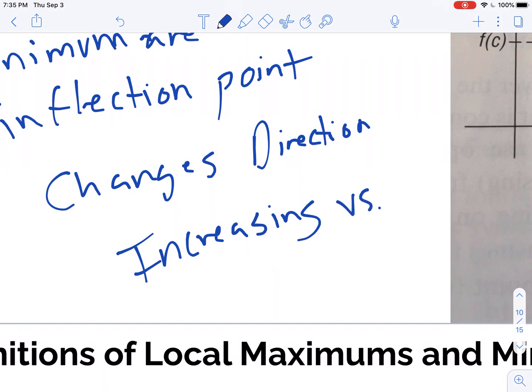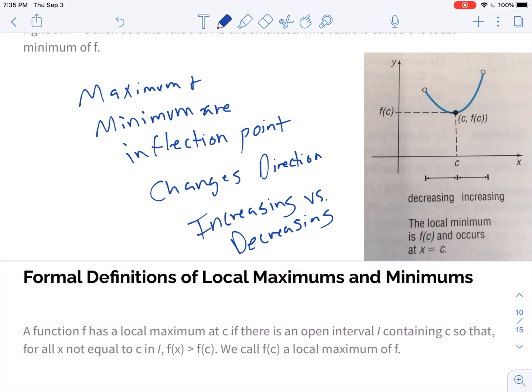So again, knowing your minimums and maximums is going to become very, very important when you get to calculus. And I realize that I'm saying a lot here that doesn't make sense because you have no clue what a derivative is, but that's okay. I'm just emphasizing why you need to know these things.